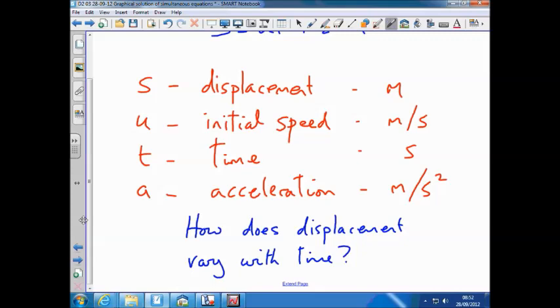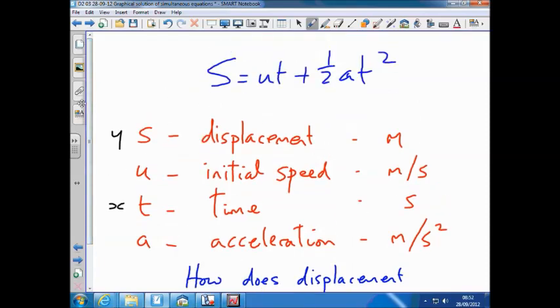So what goes on the x-axis? Time. Time is the independent variable and goes on the x-axis, so that's x. And the displacement goes on the y-axis because that's the one we're interested in. What do we do about u and a? They're constants.